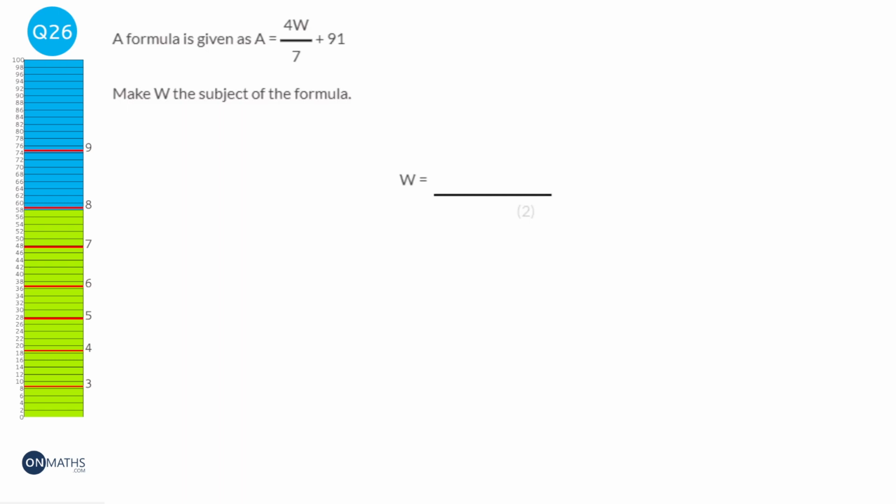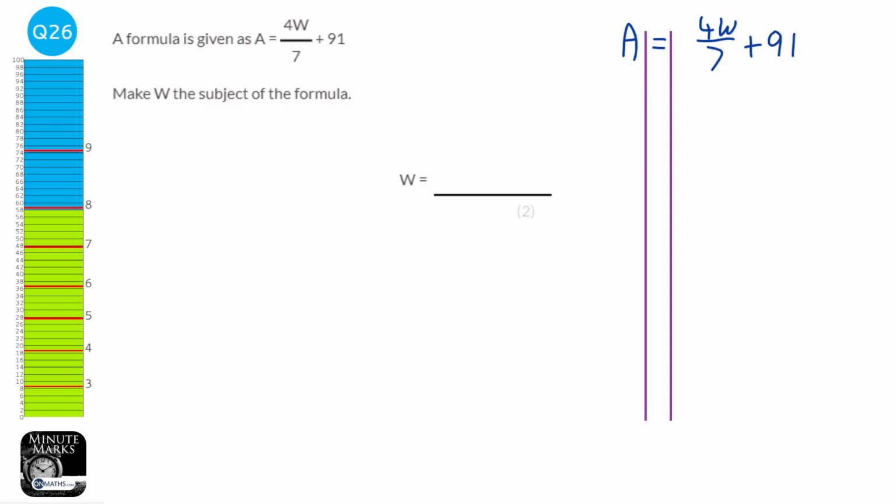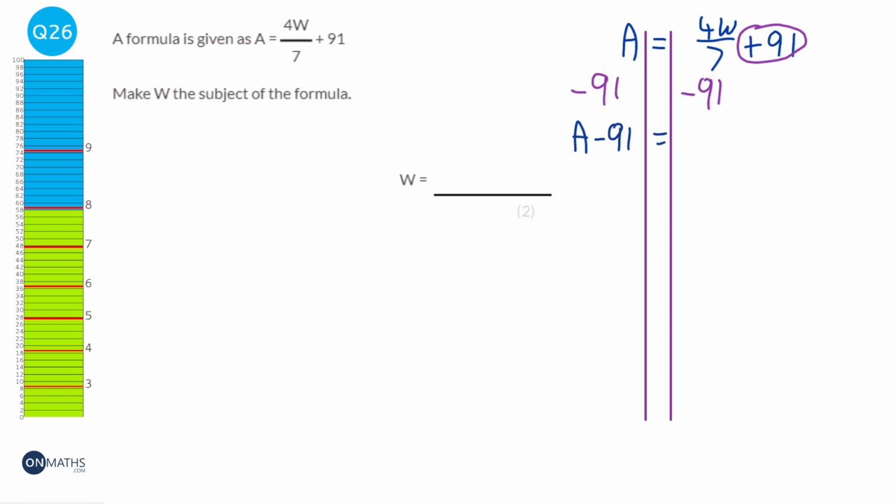So we're going to write out the formula again, just to give us a bit of space. And so we've got 4w over 7 plus 91. So, going to first of all put our lines in, because we're asked to make w the subject. So we need to remove everything that is in our way. Well, this plus 91 is the first thing we get rid of. So what's the inverse of plus 91? Well, subtract 91. So we're going to subtract 91 from both sides. So we've got a take away 91 equals 4w over 7.